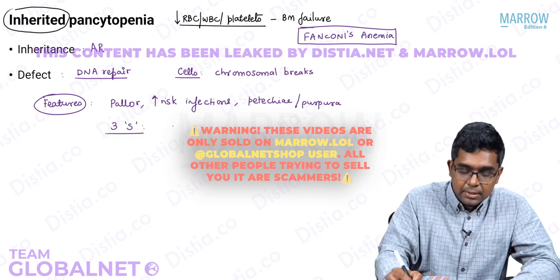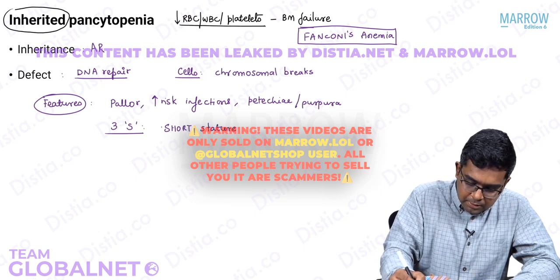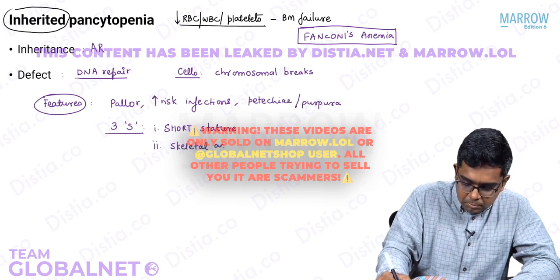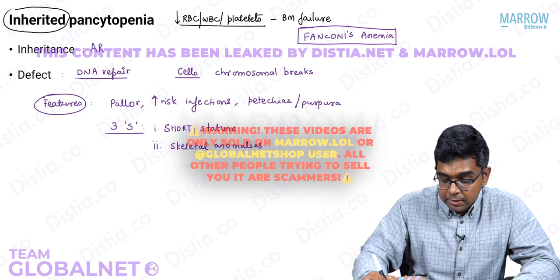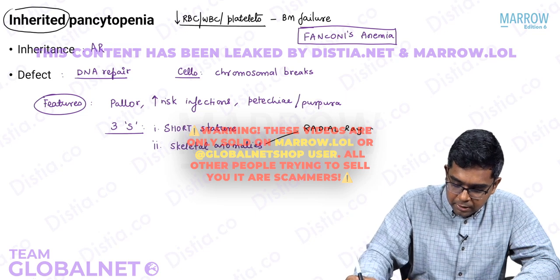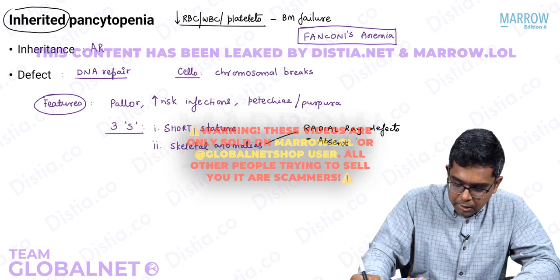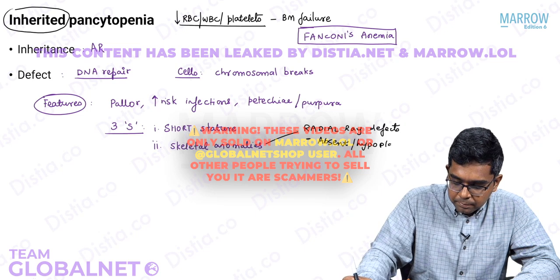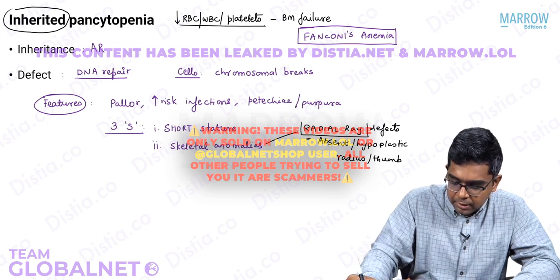First S is for short stature. The next S is for skeletal anomalies. And the classical skeletal anomaly associated with Fanconi's anemia is remembered as radial ray defects. Typical examples include absent or hypoplastic radius or thumb. That is a classical defect. Don't forget the name, radial ray defects.